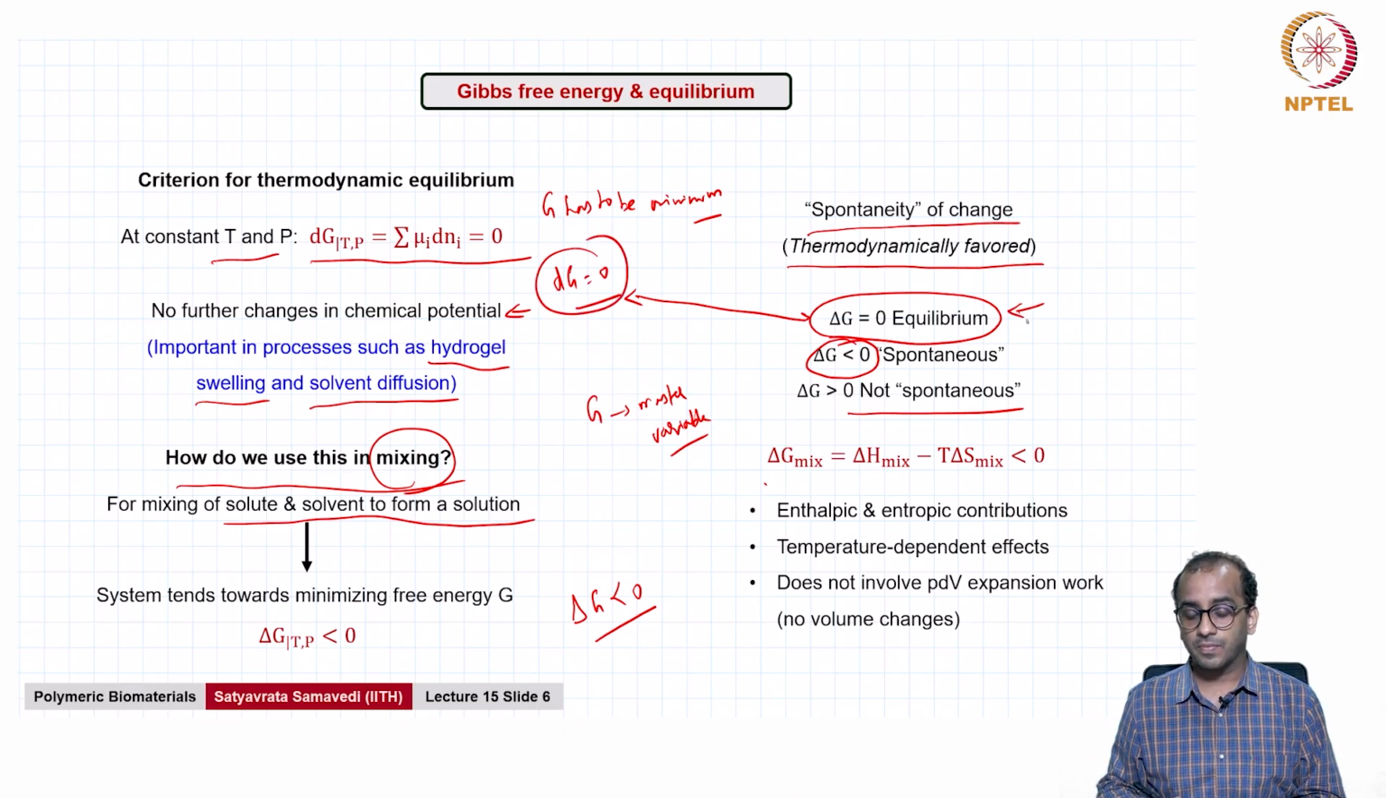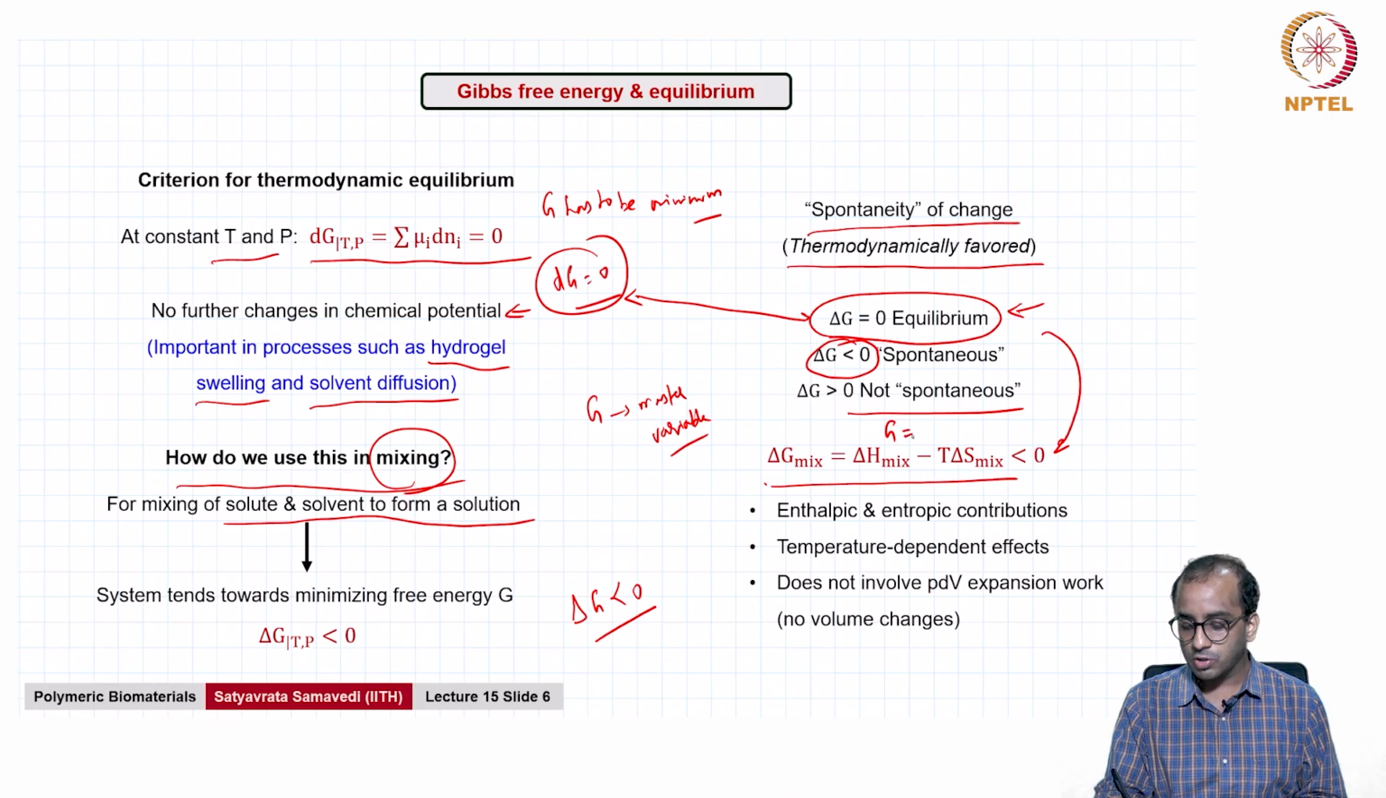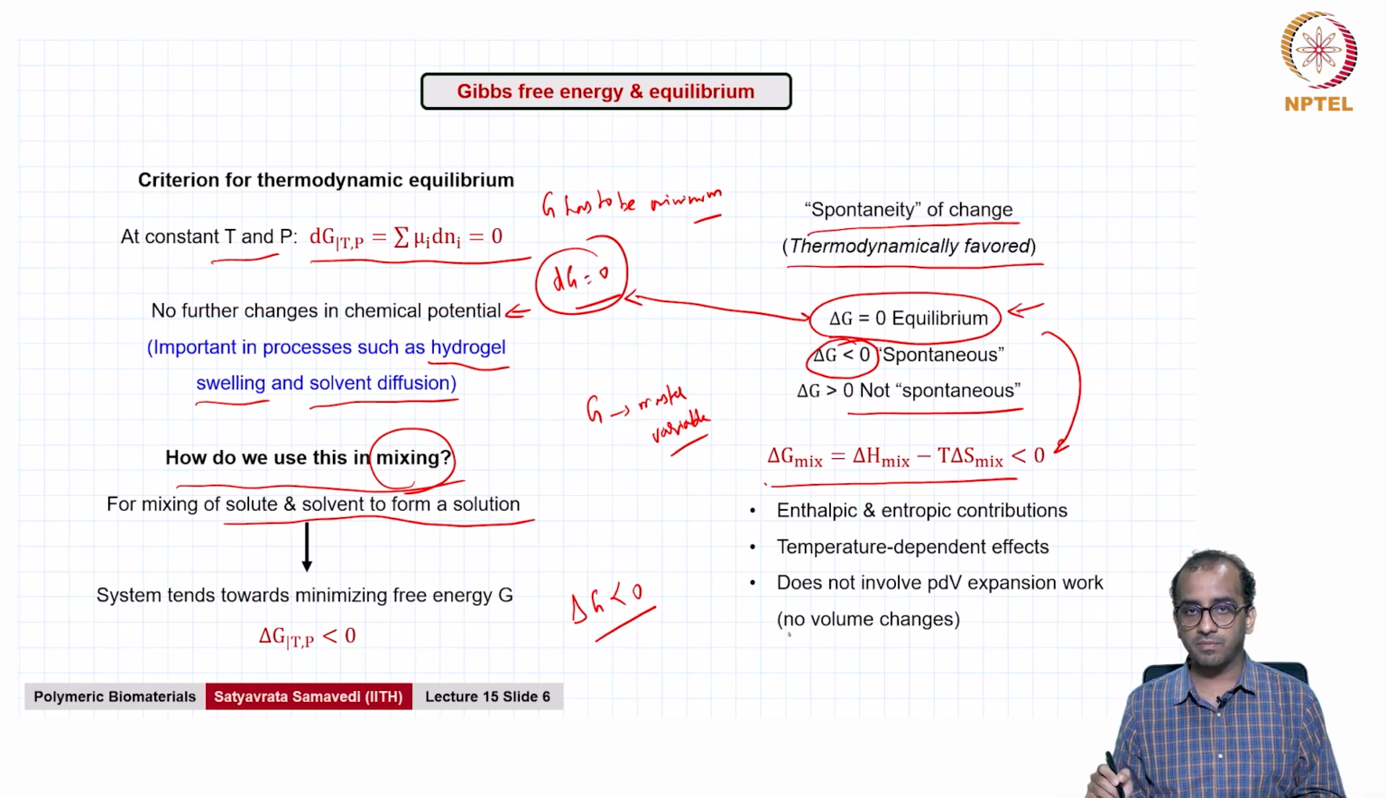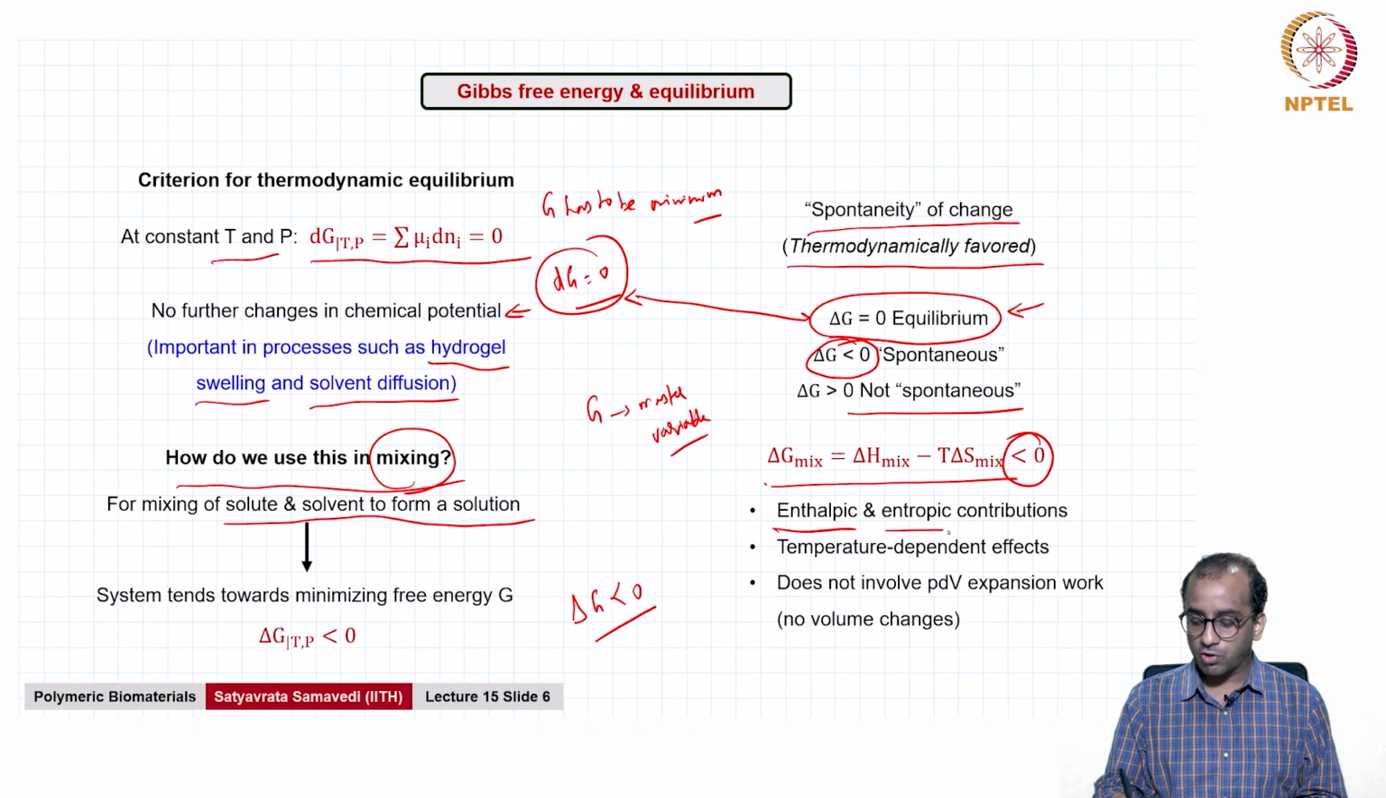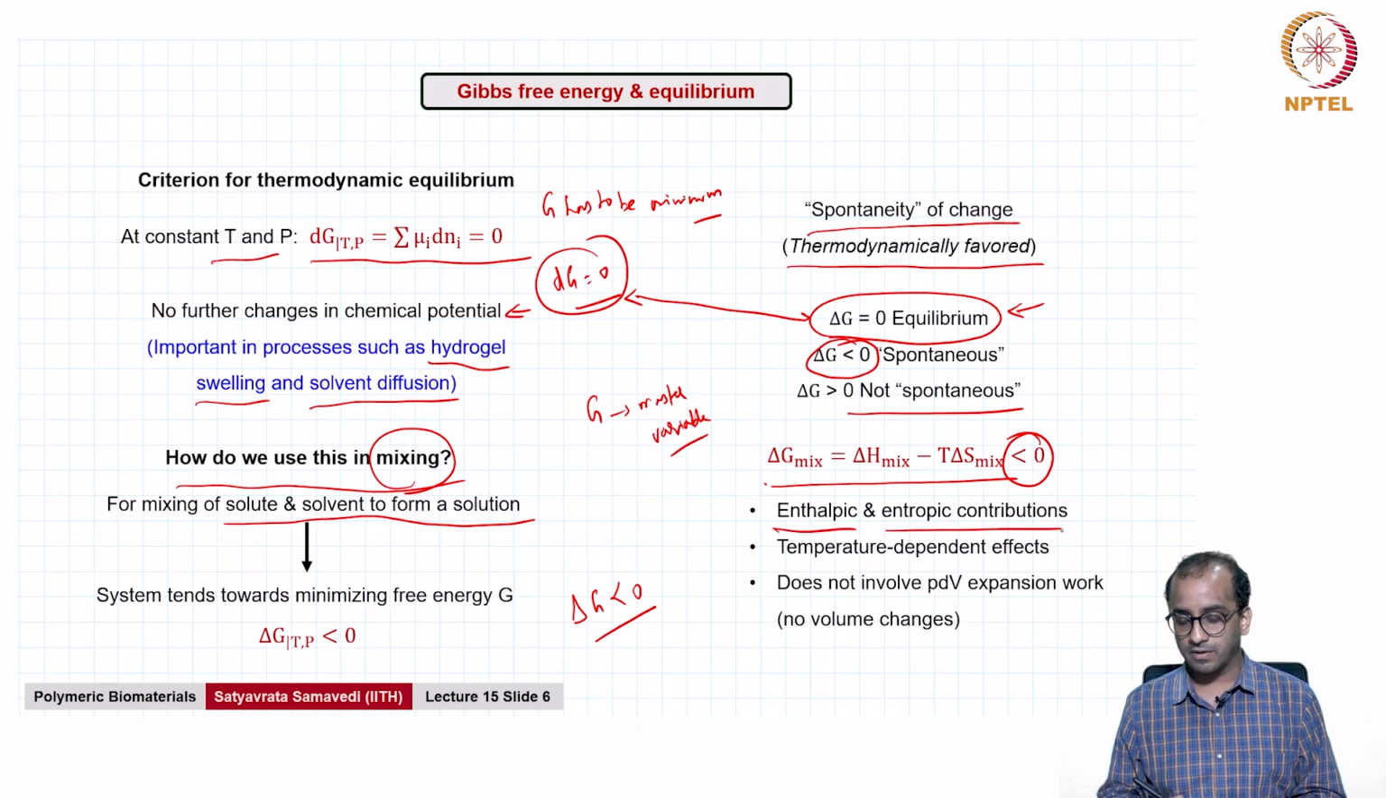Based on this, we can now relate it to this famous equation, which comes to us from G equals H minus TS, another very famous equation that you might already be aware of. If you apply it to the specific case of mixing, then delta G mix is delta H mix minus T delta S mix, and for mixing to be thermodynamically favorable, this quantity has to be less than 0. There are a couple of things to note here. One is, there are enthalpic and entropic contributions to the free energy of mixing.